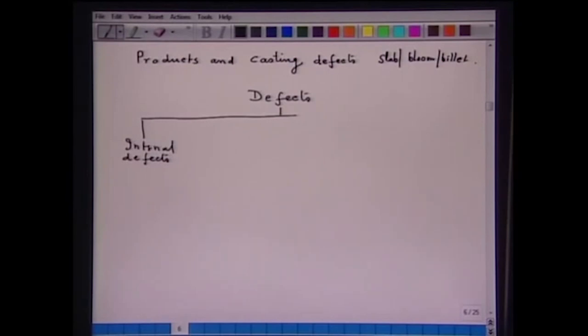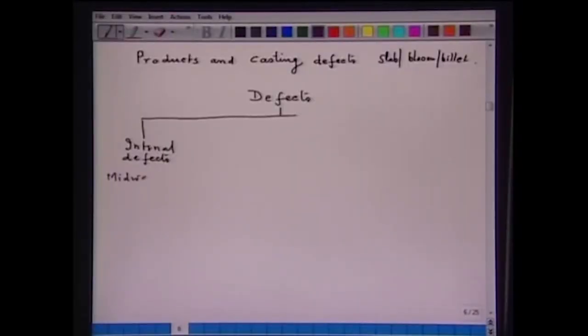cracks. Because of the continuous motion of the solidified strand, and the liquid core getting solidified during the motion, there is every chance of formation of cracks during solidification of molten steel to a continuously cast slab, billet or bloom. Internal defects, the major ones, will be in the form of cracks. Now, the cracks you can have are midway cracks, triple point cracks, center line cracks, diagonal cracks, then cracks resulting due to straightening and bending.